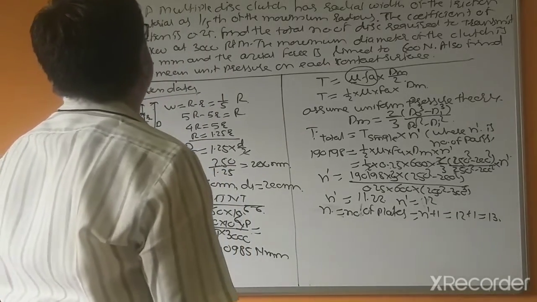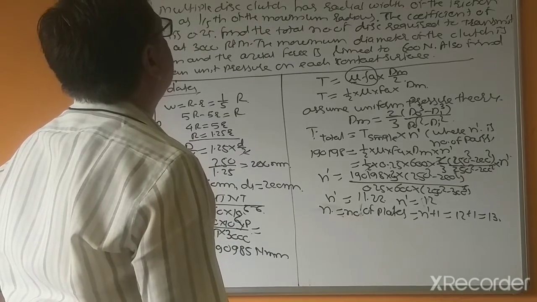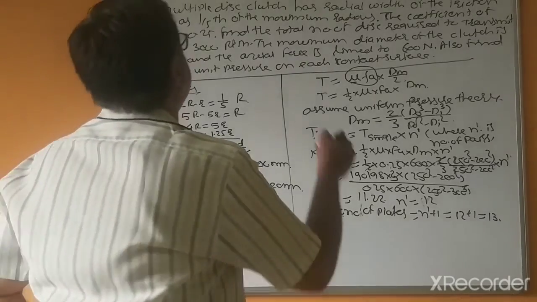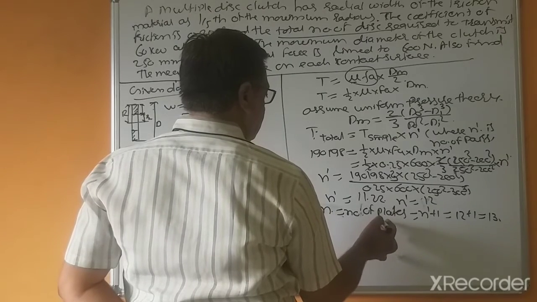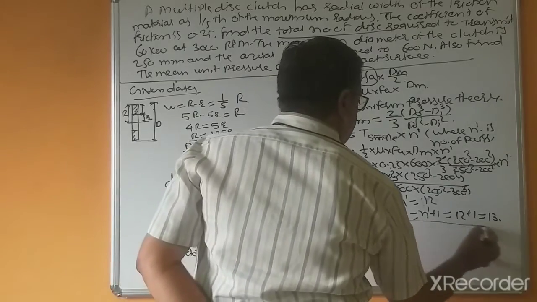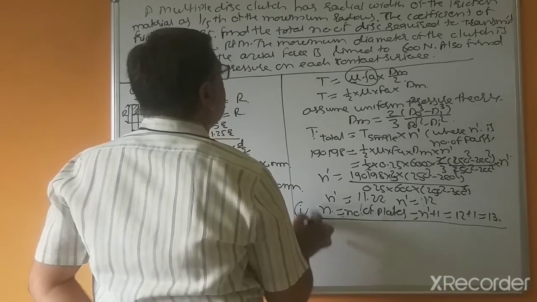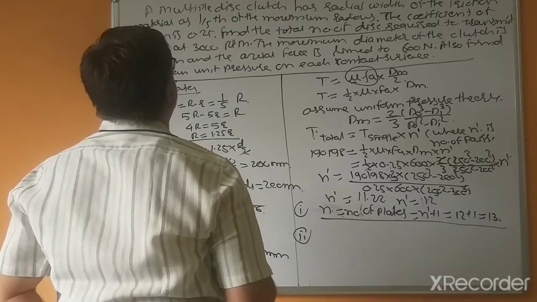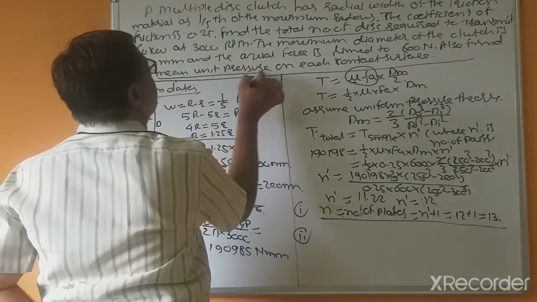So diameter of the clutch 250 mm, and the next is find the mean unit pressure on each contact surface. So what is to be calculated? Find the total number of discs. So this is total number of discs equal to 13, this is your first answer. Second answer, the mean unit pressure.